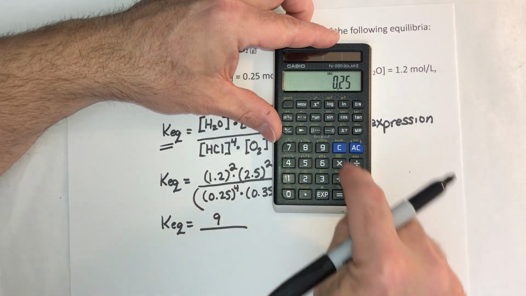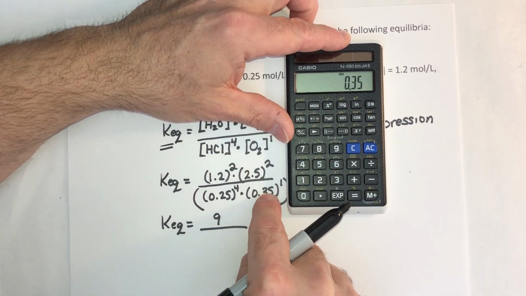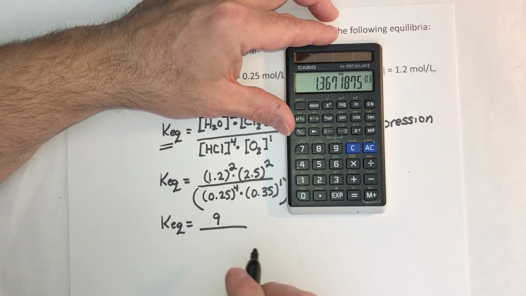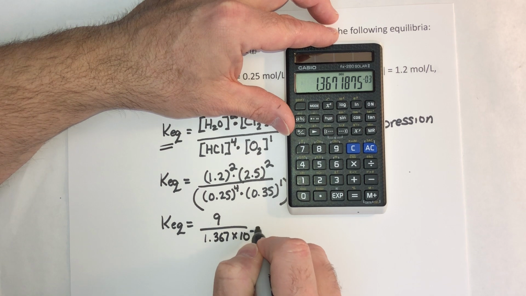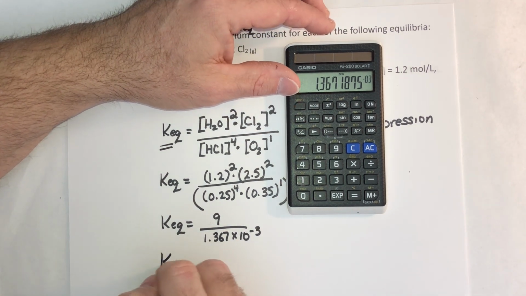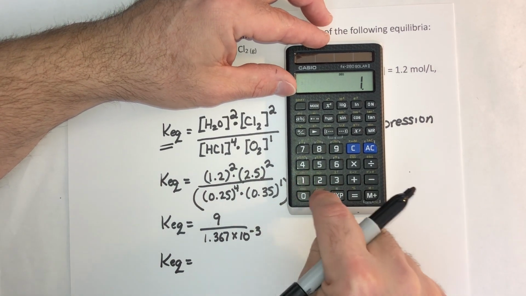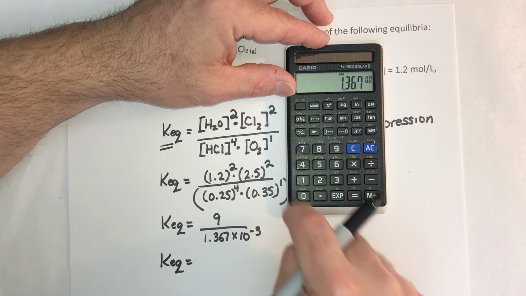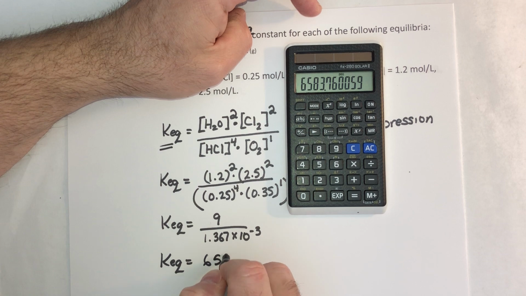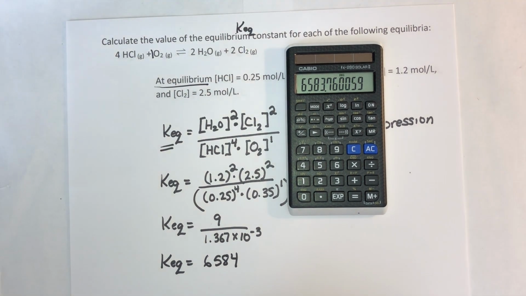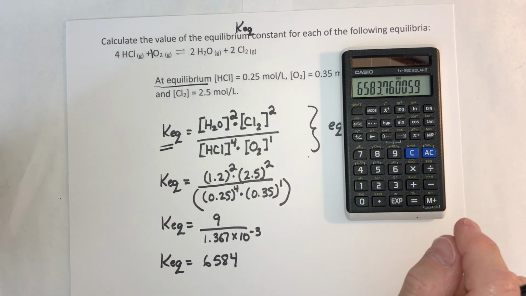So 0.25 to the power of 4 times 0.35 to the power of 1, which doesn't do anything. That gives me 1.367 times 10 to the minus 3. And if I do my final division, that'll be 9 divided by 1.367 exponent minus 3. I get a value of 6,584.